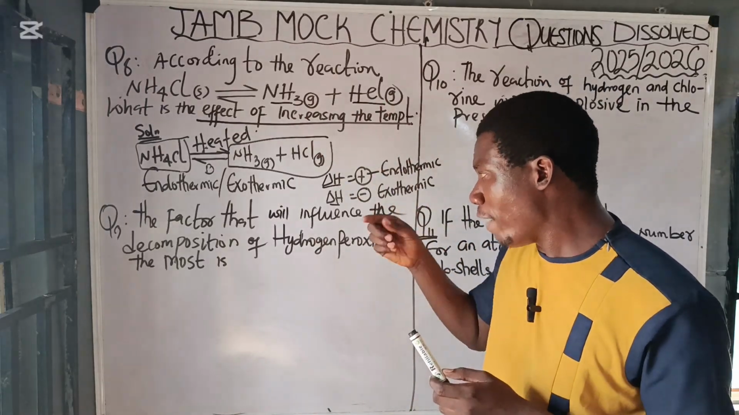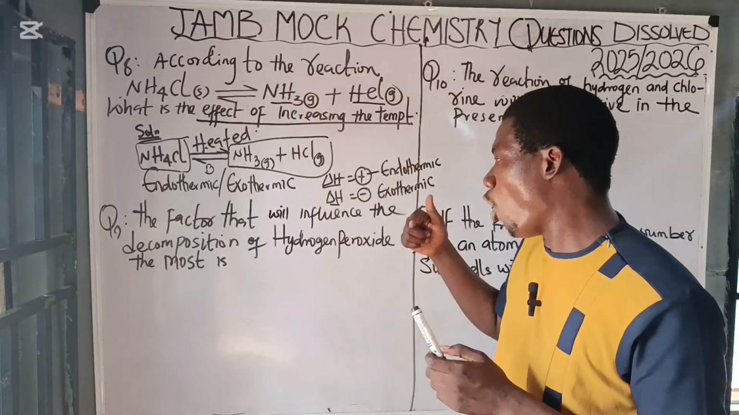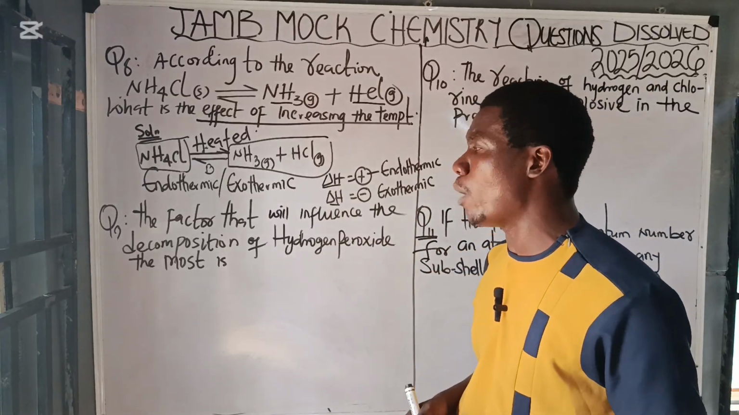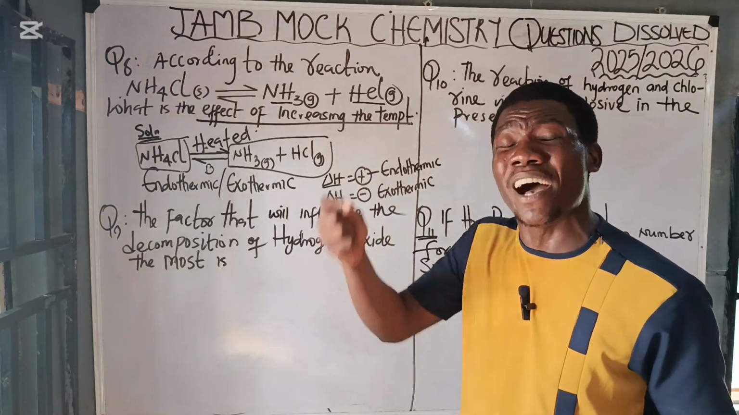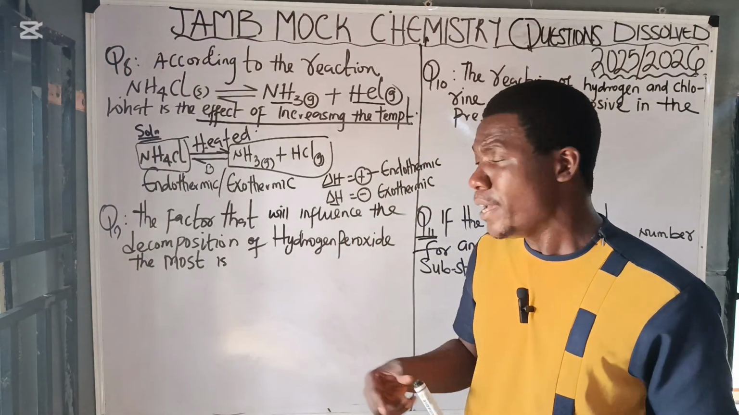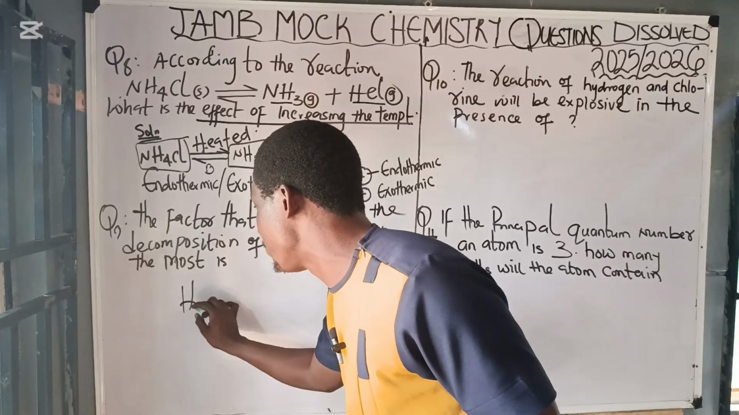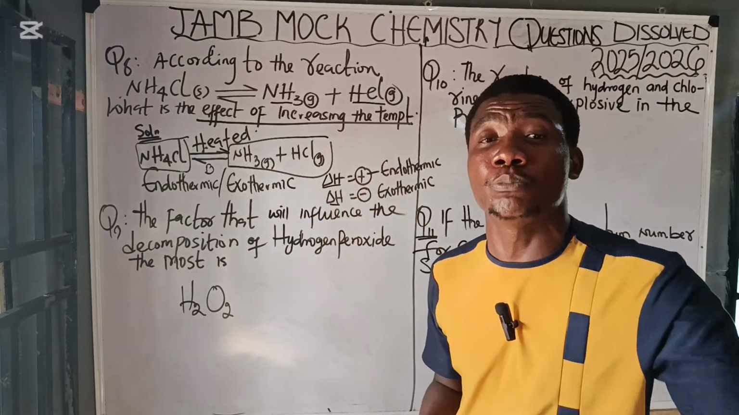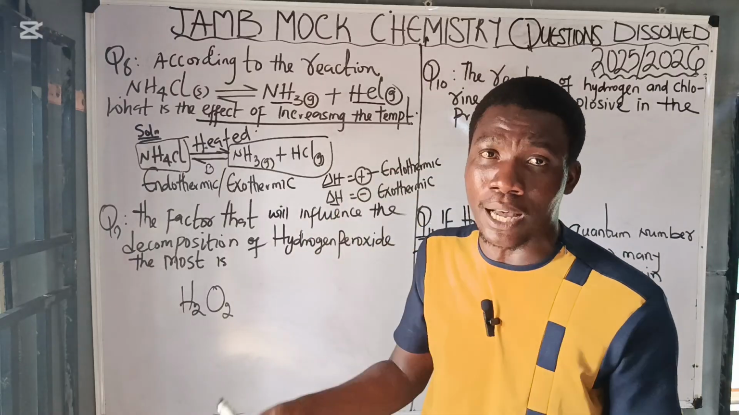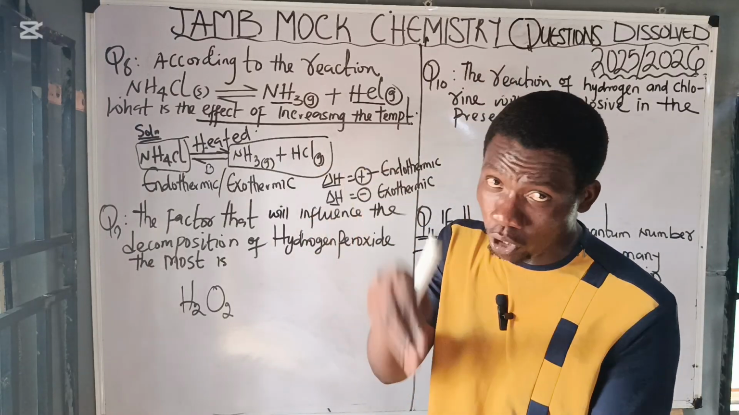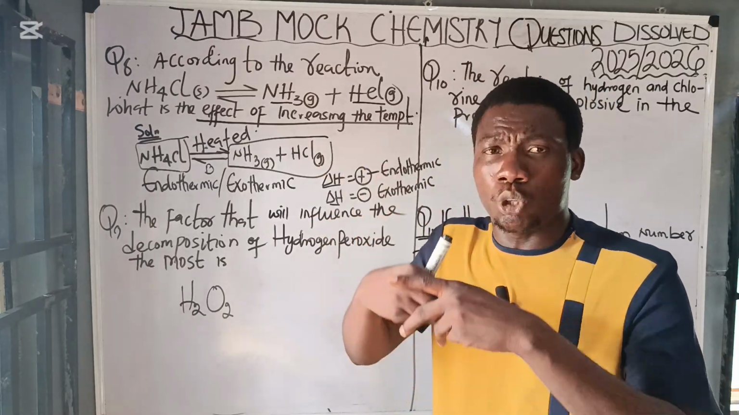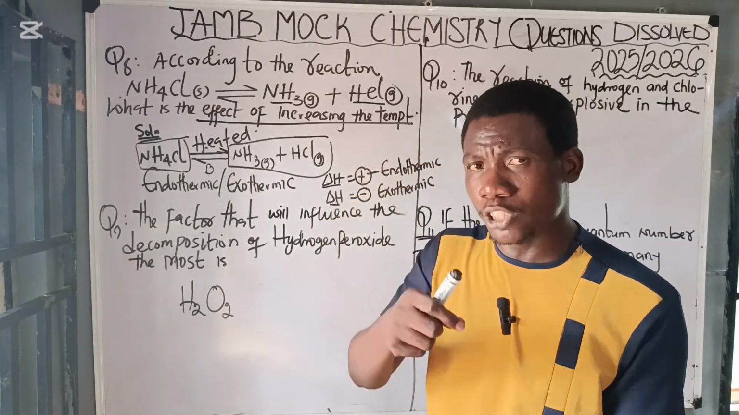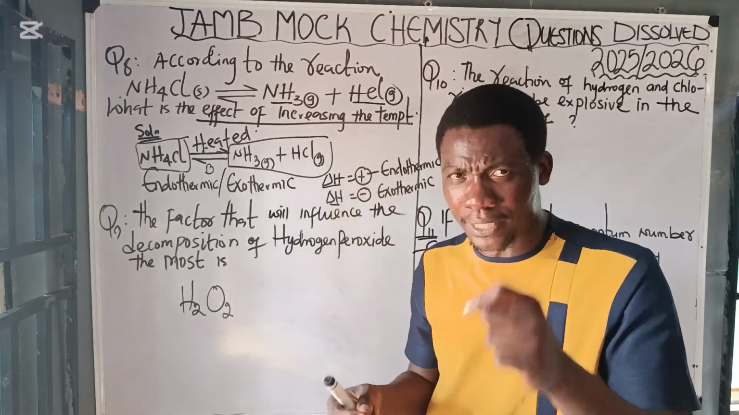Next question. The factor that will influence the decomposition of hydrogen peroxide the most is what? If I have hydrogen peroxide here, don't forget that the other word for hydrogen peroxide is oxygenated water. Meaning, if I have water and I add oxygen, the substance automatically turns into hydrogen peroxide. So take note of that. Hydrogen peroxide is also called oxygenated water.